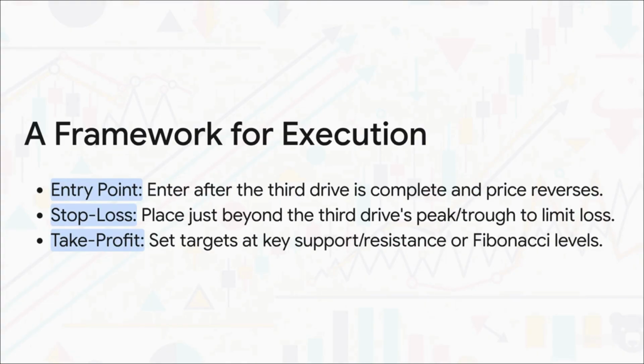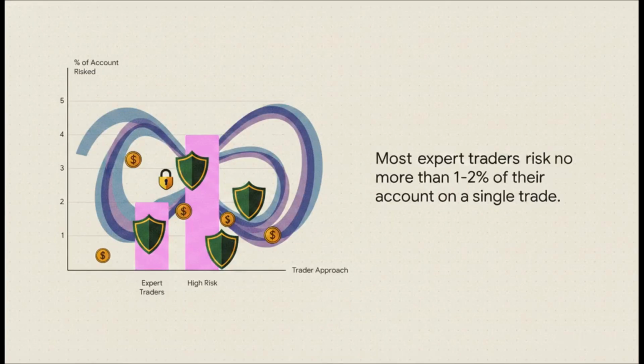Your stop loss, your safety net, goes just a little bit past the top or bottom of that 3rd drive. And for your take profit, you can aim for previous support or resistance levels. Simple as that. And please, please do not forget this. No matter how perfect a pattern looks, risk management is everything. Most pros risk only 1 to 2% of their account on any single trade. Seriously, that discipline is what separates the people who last in this business from those who don't.